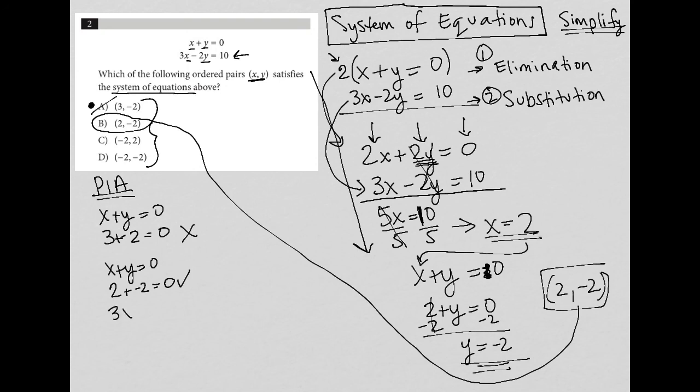So when I have 3x minus 2y equals 10, again, I'm going to replace x with 2, so 3 times 2. I'm going to replace y with negative 2, so minus 2 times negative 2 equals 10. 3 times 2 is 6. Negative 2 times negative 2 is a positive 4, and that is equal to 10, correct? So that's another method to confirm that choice B is the right answer.